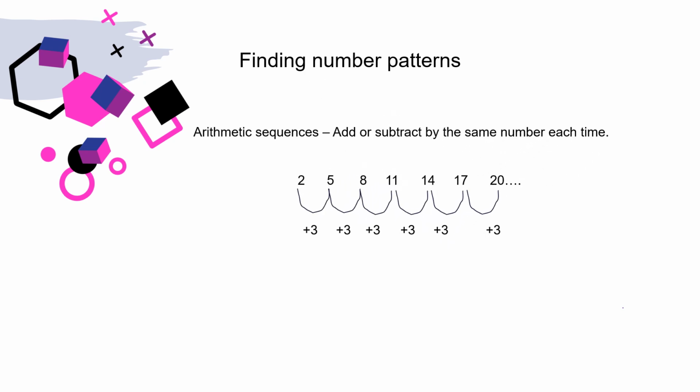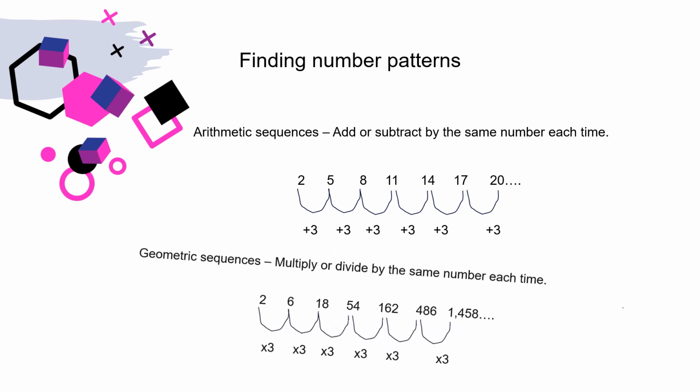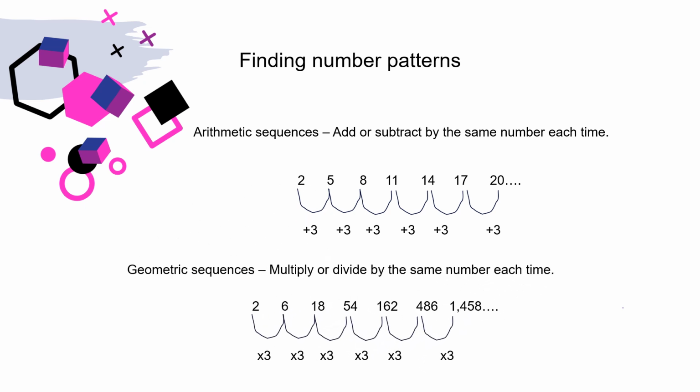Arithmetic sequences. This is where you add or subtract by the same number each time. And geometric sequences. Multiply or divide by the same number each time. You may get a number pattern that follows a different rule. For example, you might have to add or subtract a changing number each time, or add together the two previous terms. You just need to describe the pattern and use your rule to find the next term.